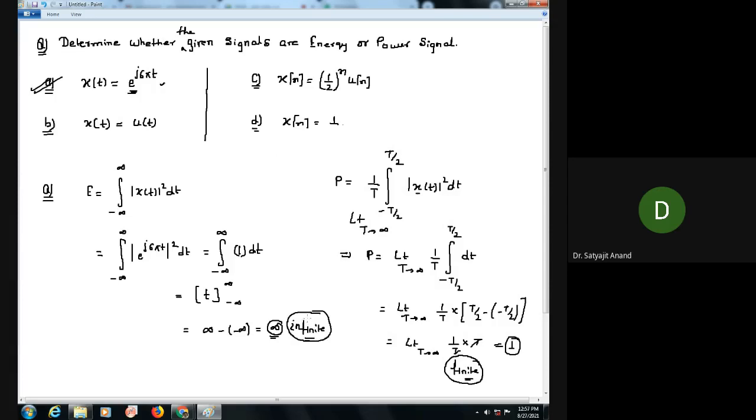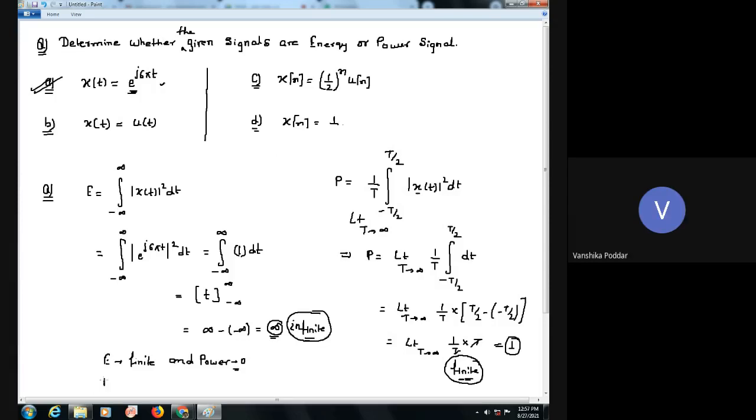Vanshika? So energy. In energy, it says energy of that signal is finite and power 0. And power 0. We are not getting power 0, students. Yes, so power is only finite. Yes, sir. So it will be a power signal, right?